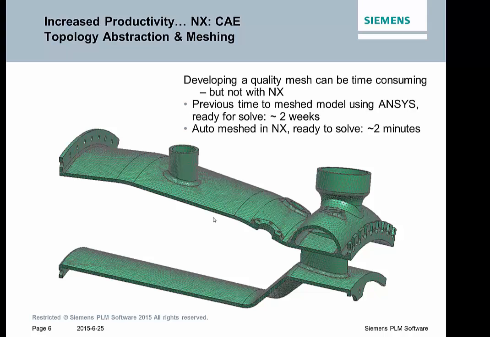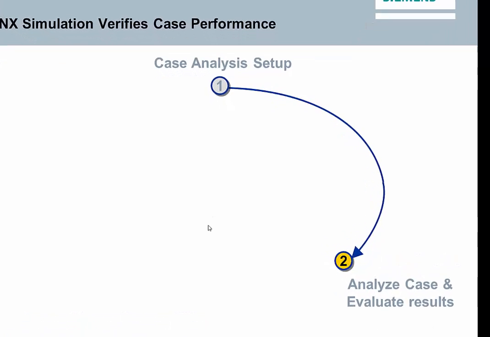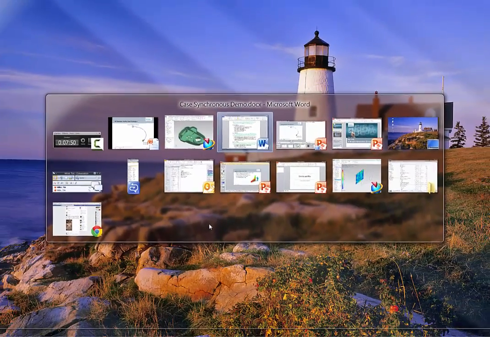This example model here took about 2 weeks to go in and clean up, which is the topology abstraction and cleanup part of it, and generate the mesh. Whereas in NX, since we include auto cleanup in our meshing process, we were able to take the same part and mesh it in about 2 minutes. That's a great time savings, and time is money in the engineering process. So let's move on to the next part, which is to analyze the case and evaluate the results.